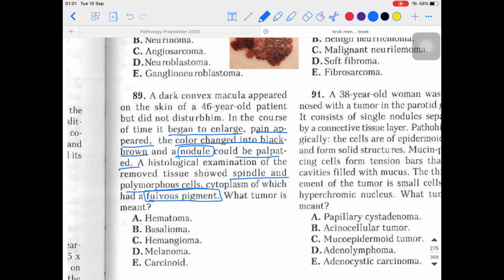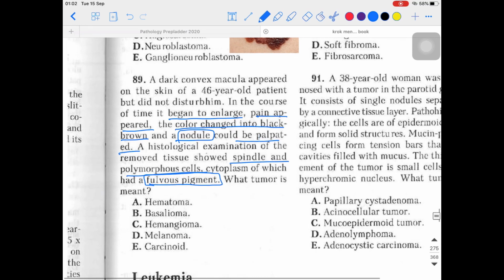So again, which kind of tumor are they talking about? Again the answer will be the same, that is a melanoma, because they are talking about a pigment tumor, and that will lead to the answer as melanoma.